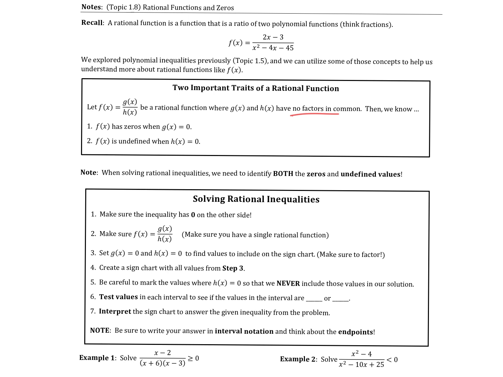F of x has zeros when g of x equals 0. So when we have a 0, we set what equal to 0? The g of x, which is our numerator. F of x is undefined when h of x equals 0. So when it's undefined, we set what equal to 0? H of x, which is our denominator.